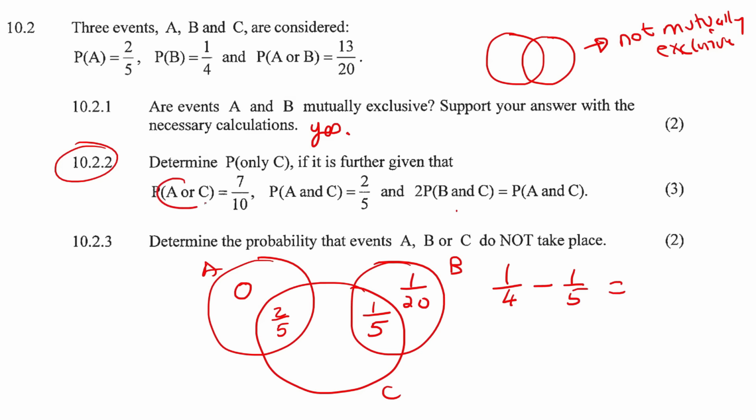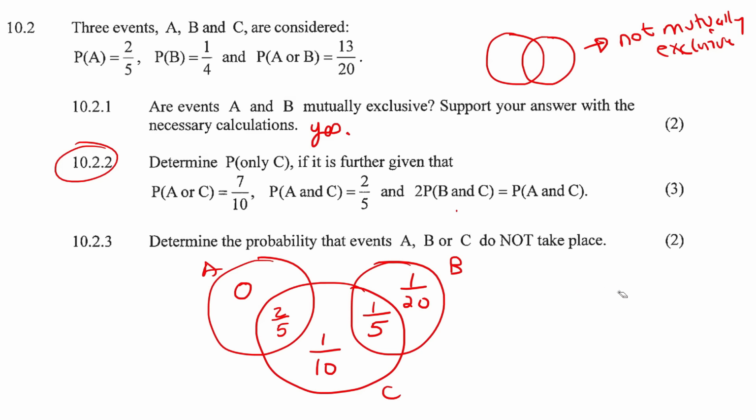And then A or C. So when they say or, it means all of the parts. So it's this, and this. All of that must add up to 7 over 10. So if you wanted to then work out this part, you would say 7 over 10 minus 1 over 5 minus 2 over 5. You could say minus 0 if you want. And that'll give us 1 over 10. There we go. So now we have everything shown on a Venn diagram.